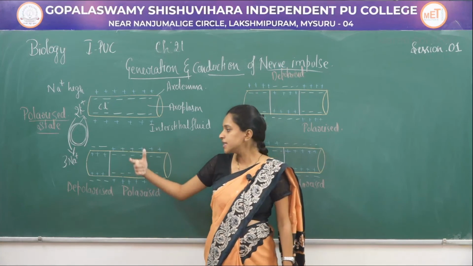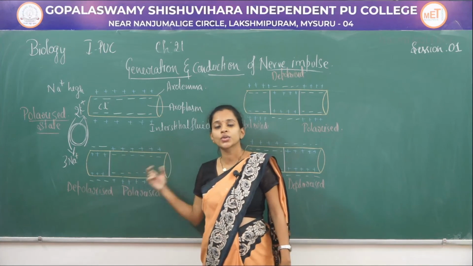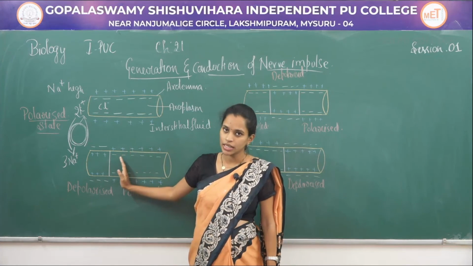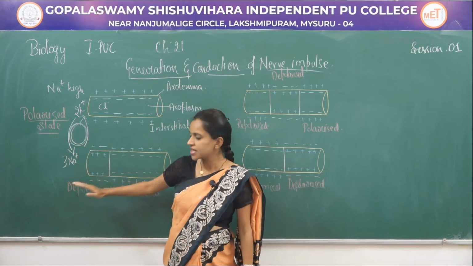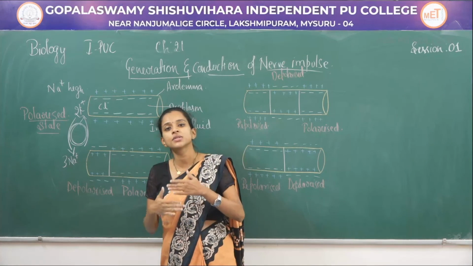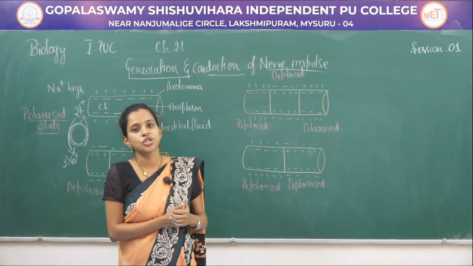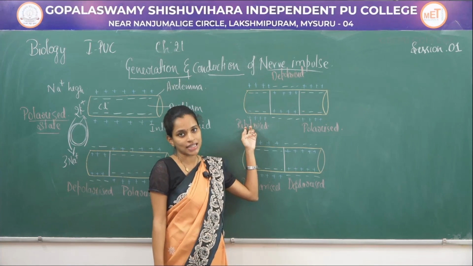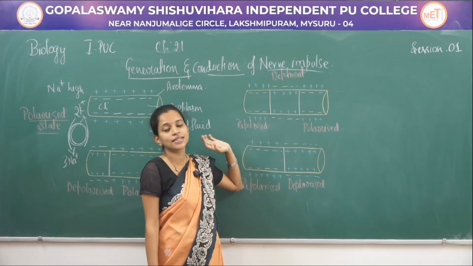This signal gets transferred into the next part of the axon, converting the polarized into depolarized, where the first depolarized part now returns back to its normal position, that is what we call repolarizing, which can be seen in the third diagram.